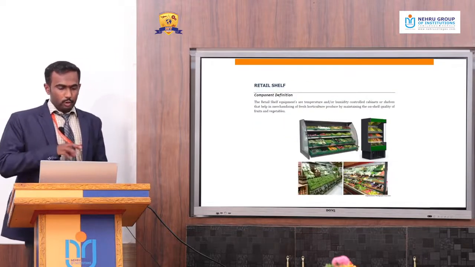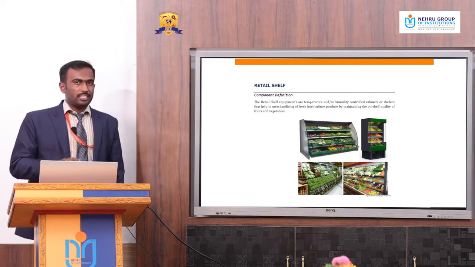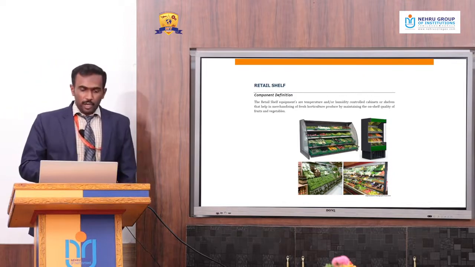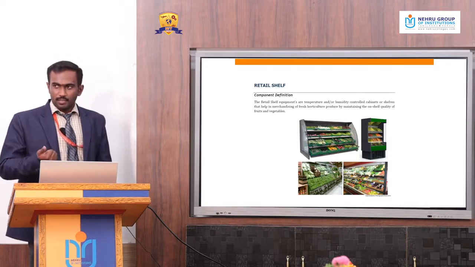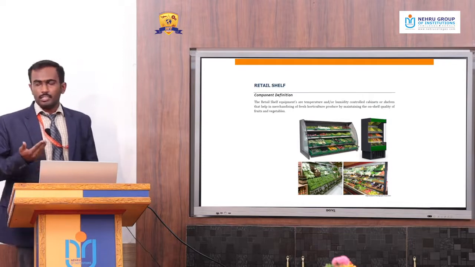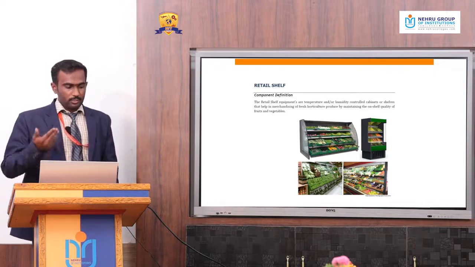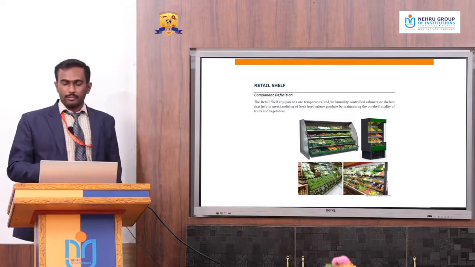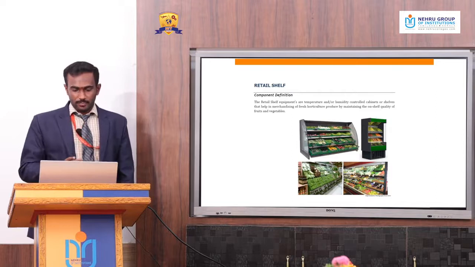Ultimately it will go to the retail shelf, where the product is displayed for the market, and until this point we have to keep the product in a cold environment so that it will not rot or come across any disorders. This also plays an important role, so the whole cabinet should be environmentally controlled or maintained at refrigerated condition.